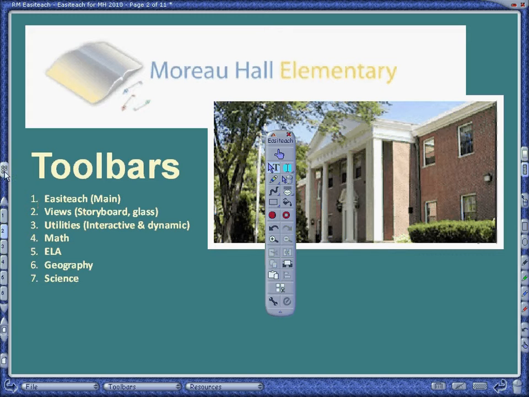The views are found over on the side, and depending on how you click this arrow here, you can actually move the different toolbars back and forth. But views, you've got normal, glass mode, split screen, and storyboard. Glass mode is extremely useful. It's how I got these Morrow Hall images.